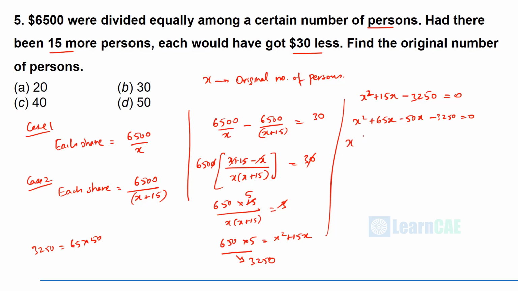x into x plus 65 minus 50 into x plus 65 is equal to 0. Therefore, x plus 65 into x minus 50 is equal to 0. x cannot be negative, so x is equal to 50. So the answer is 50 people were present initially.